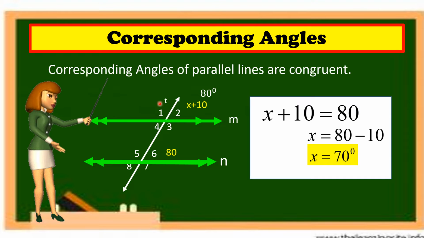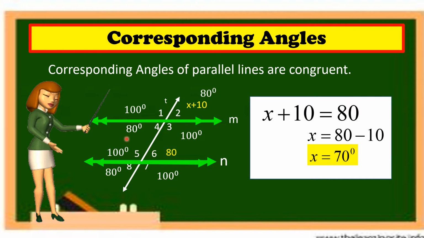So the two form a linear pair. Therefore, this is 180 minus 80. The measure of angle 1 is 100 degrees. How about angle 4? The two are supplementary or a linear pair. So it is 80. For angle 3, that is 100. For angle 5 is 100. For angle 8 is 80 degrees. And for the last one, that is 100 degrees.